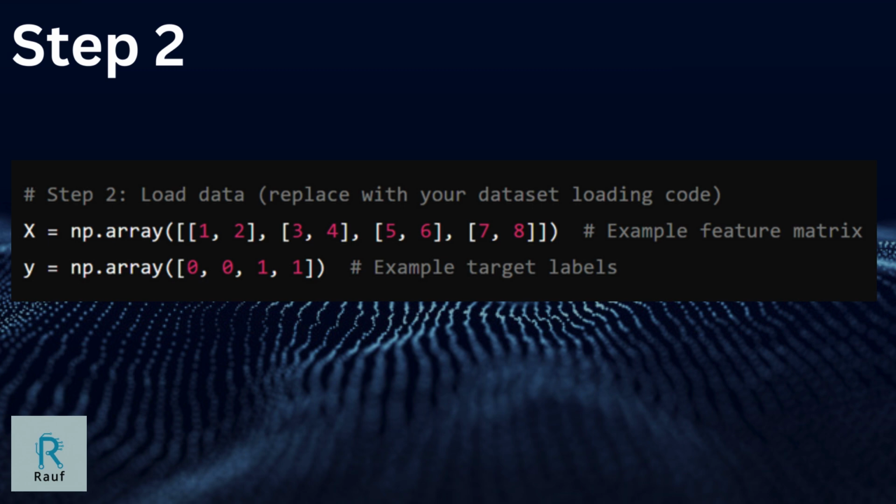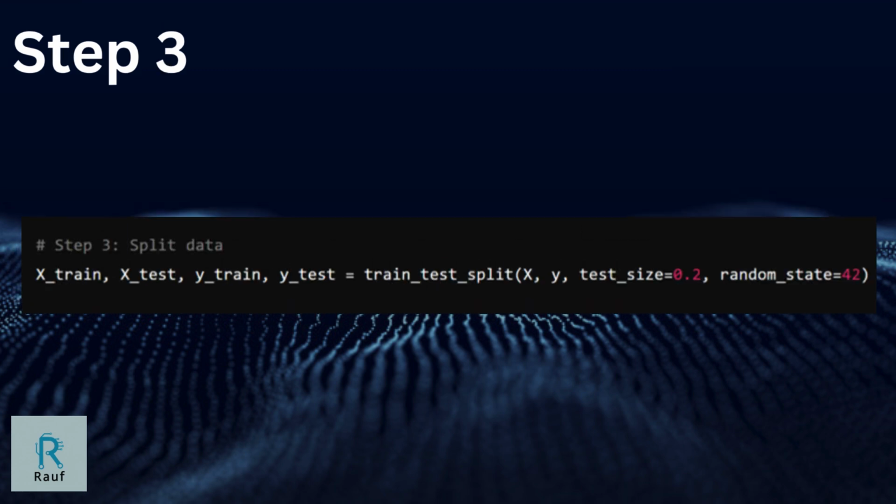After that, you can see step three, where I split the data. First I used train_test_split from sklearn. I split it into X train, X test, y train, and y test. X train and y train we use for training, and X test and y test we use for testing purposes. Here you can see I assigned the test size 0.2, or 20%. The random state is the randomness of the data we are splitting.